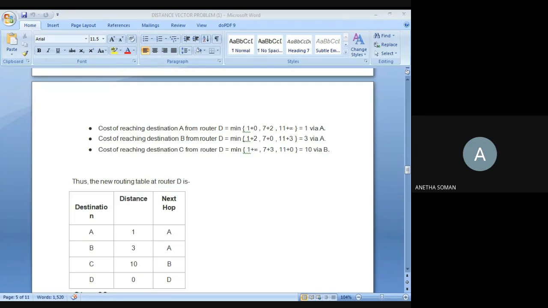Okay. Last class, what we were discussing? Last class, what we were discussing? Atulya. Karthik. Karthik, there was a problem in this. Distance vector routing. Yeah, we were working out one problem related with distance vector routing algorithm, right?